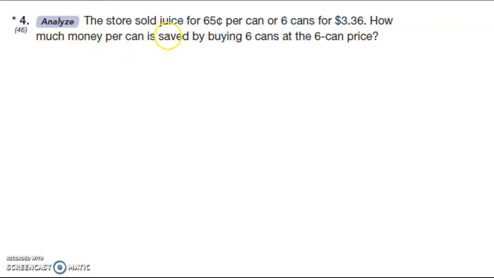It says, the store sold juice for 65 cents per can, or 6 cans for $3.36. How much money is saved per can by buying 6 cans at the 6 can price?